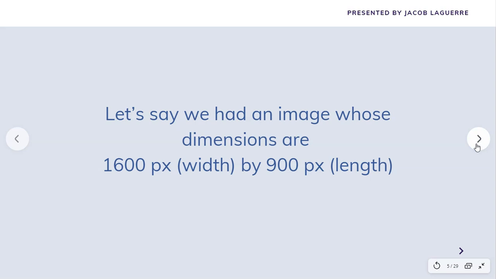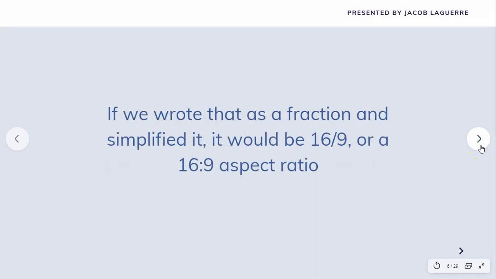Let's say we had an image whose width was 1600 pixels by 900 pixels. If you were to put it into a fraction and simplify it, it would be 16 over 9, or a 16 to 9 aspect ratio. So 16 to 9 is a rectangular aspect ratio, kind of like this. It would be in the shape of a rectangle.